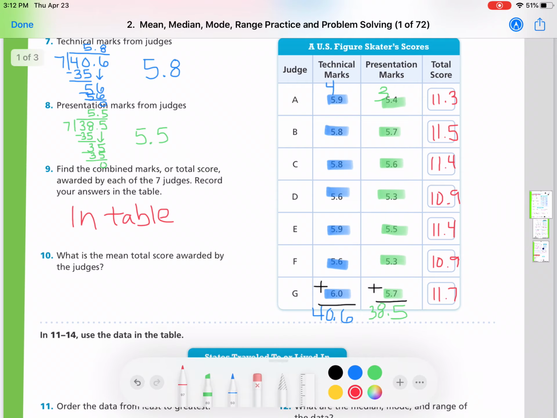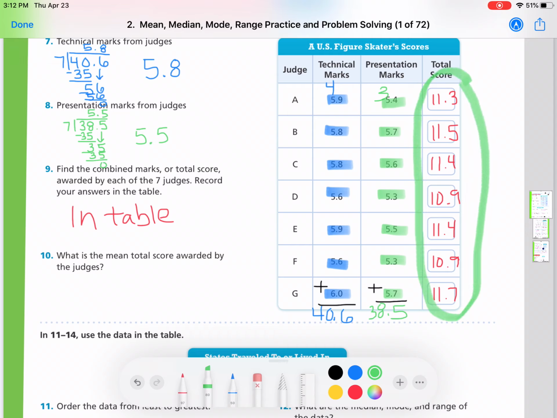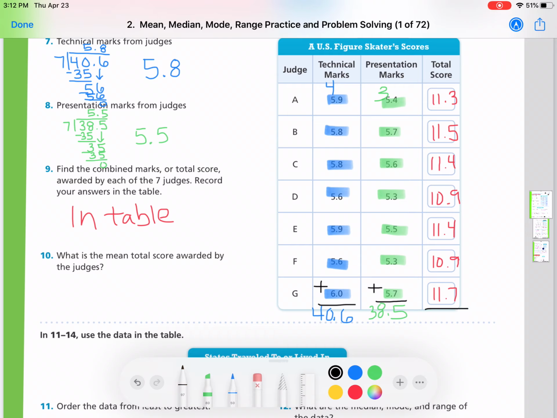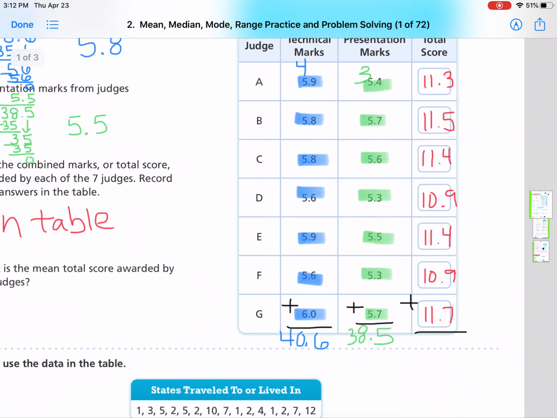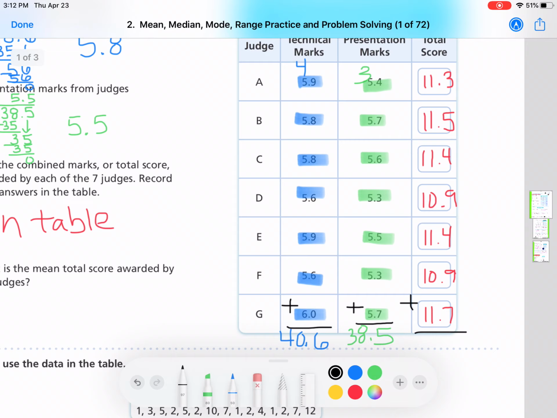So we are going to take this column here, this total score that we just calculated, add it together, and divide by 7 to get the mean. So we're going to go ahead and do that together. So again, I'm going to add this column together. I'm going to take 3 plus 5, which is 8, and then add 4, gives me 12, plus 9, 21, plus 4, 25, plus 9, 34, plus 7, 41.